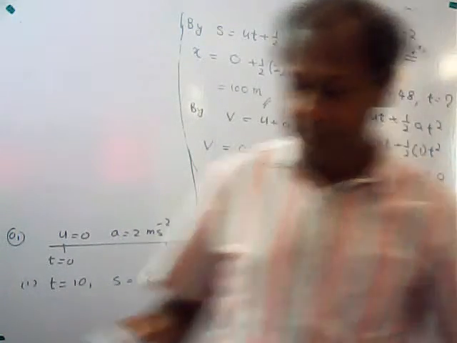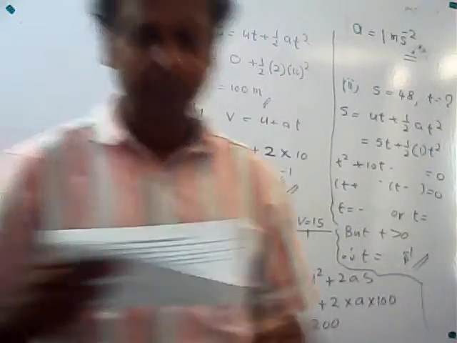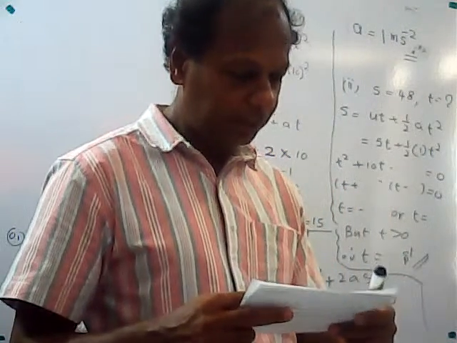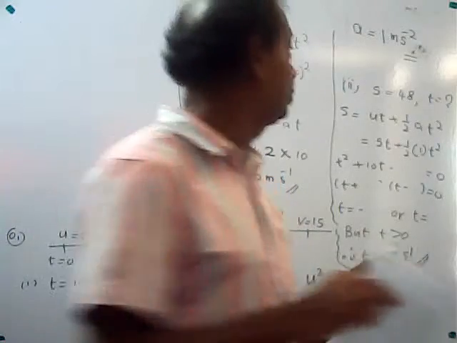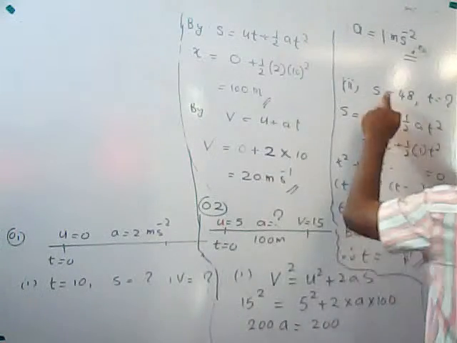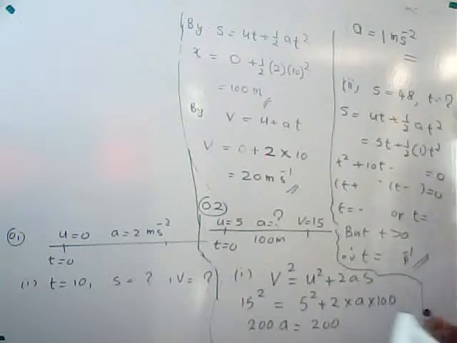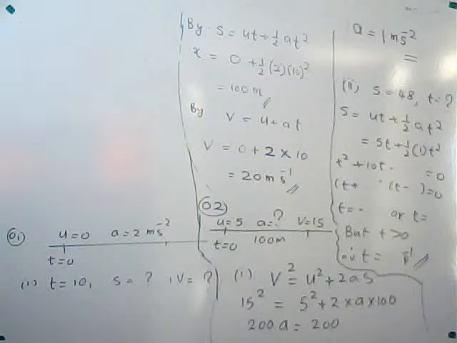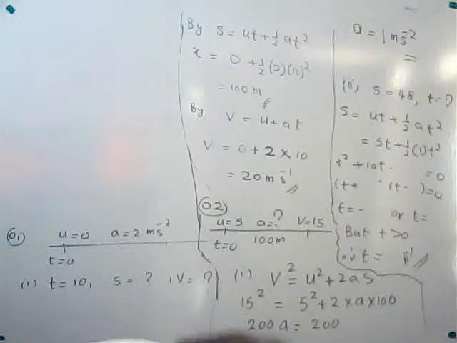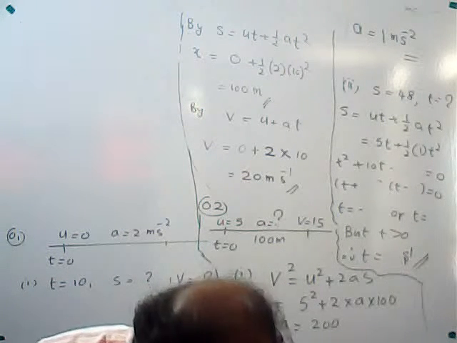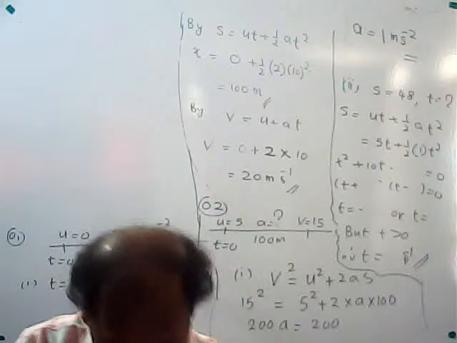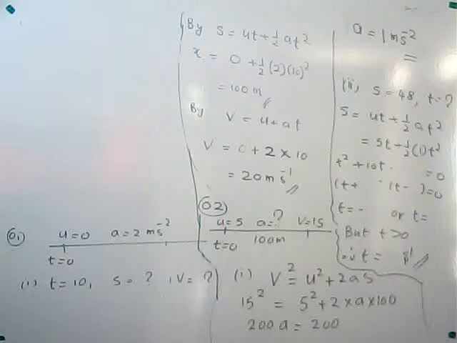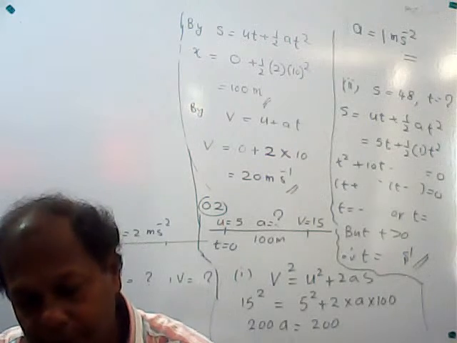I changed it to 48 meters, right? In part 2, you have to find the time taken to move not 100 meters, 48 meters. Work it out quickly and show me the answer. Change it from 100 to 48, right?